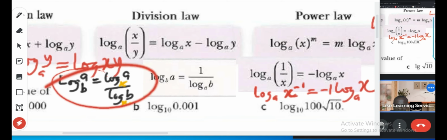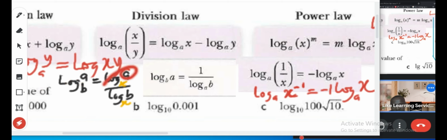You need to read it fully, please. Log of a in base b is equal to log of a over log of b, all in any given similar base. The base can be any positive number.